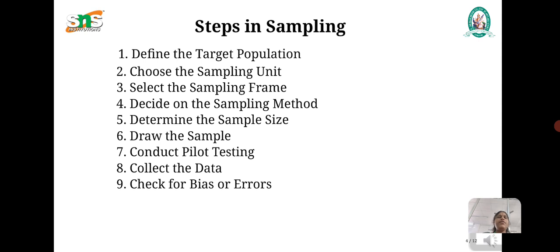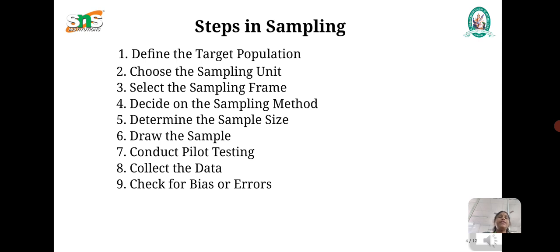And the sampling frame is a blueprint for what sample we are going to study, how we are going to study, what tools we are going to use, and what analysis we are going to use. From that analysis, what we are going to derive, and so many things will be there in the sampling frame. And decide on the sampling method, whether it is probability sampling or non-probability sampling. If it is probability, which sampling we are going to study. If it is non-probability, what sampling we are going to study, and so on.